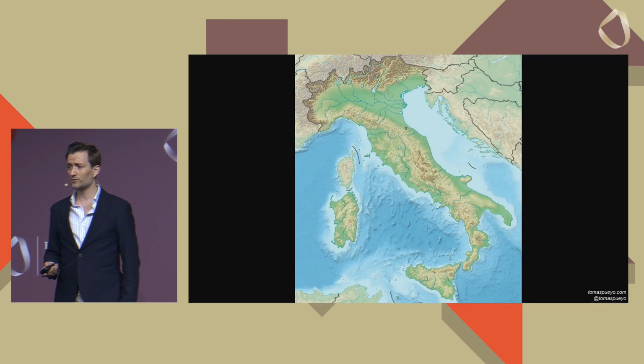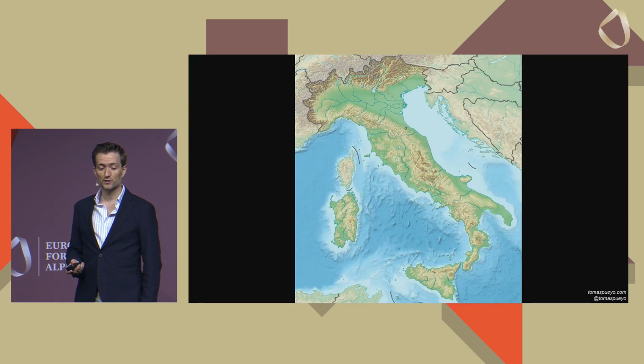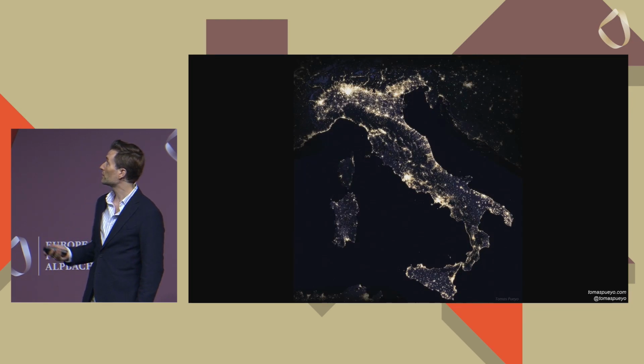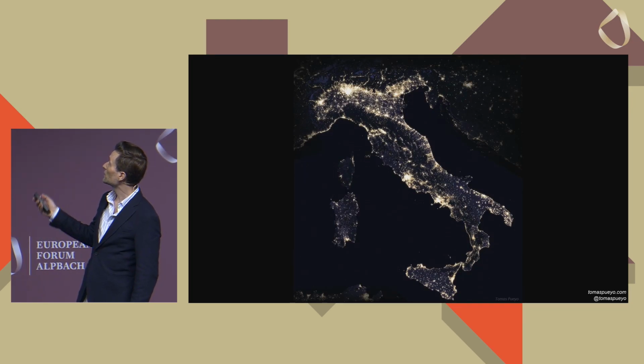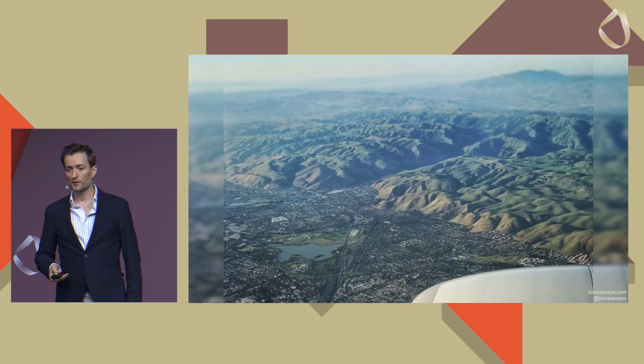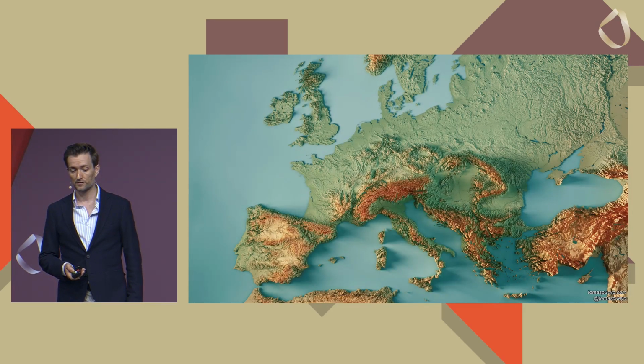This is Italy, and you can see exactly the same thing. Everywhere there is flat land, and there's rivers, there is a population, and there's wealth. Here, for example, you can see the Po Valley. This is a picture of the Bay Area in San Francisco, and you can see that everything is built on the flat. And the moment you have the mountains, you don't build, because it's so much more expensive.